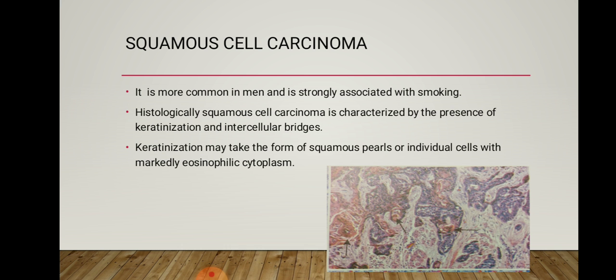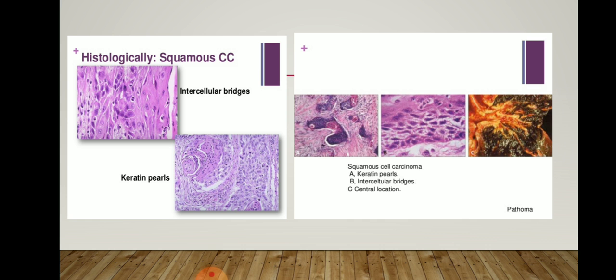Squamous cell carcinoma. It is more common in men and is strongly associated with smoking. Histologically, squamous cell carcinoma is characterized by the presence of keratinization and intercellular bridges. Keratinization may take the form of squamous pearls or individual cells with markedly eosinophilic cytoplasm. This is the image showing intercellular bridges and keratin pearls. Squamous cell carcinoma is mostly central in location.